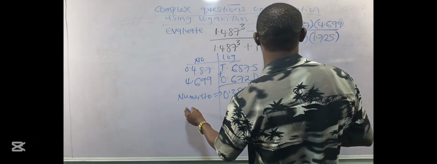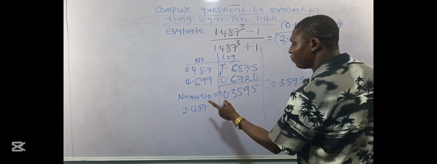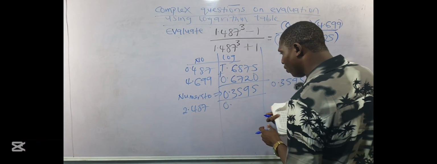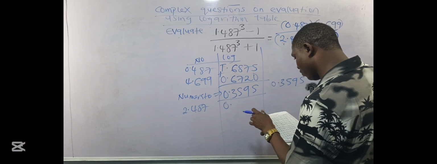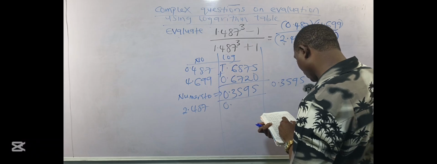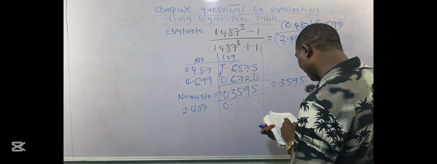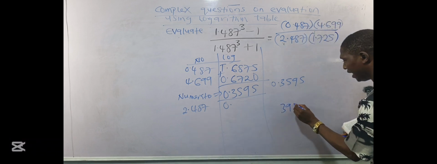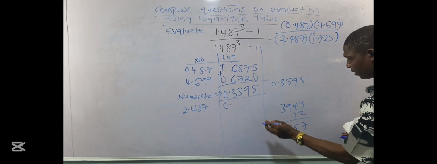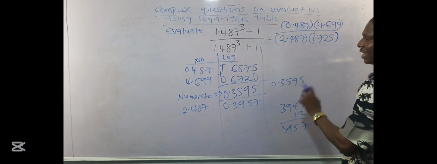So for my denominator, I have 2.487. 2 is 1 digit, so I have 1 minus 1, 0 points. And I'll check 24 under 8, difference 7. 24 under 8, difference 7 here is 12. 24 under 8 is 3945. 3945 plus what? 12 will give me 7593. So I have 395 what? 7.